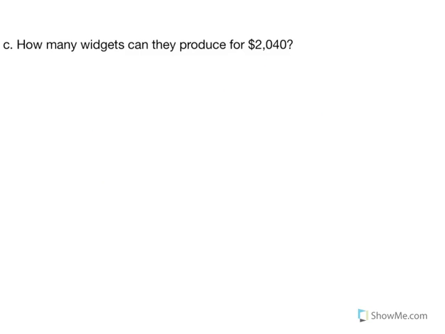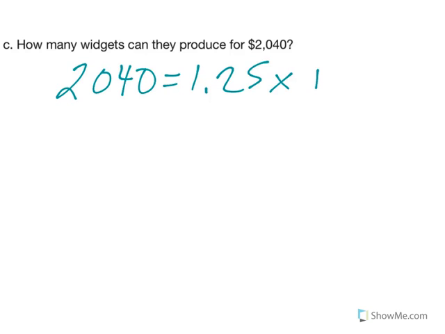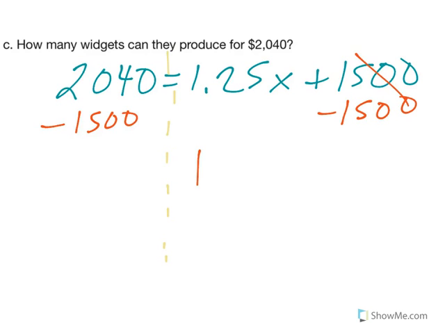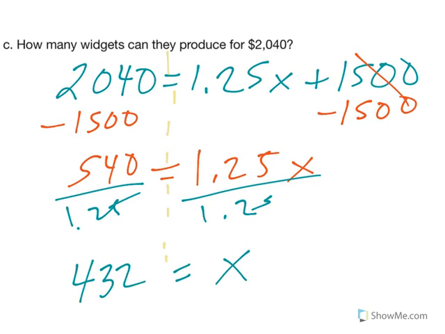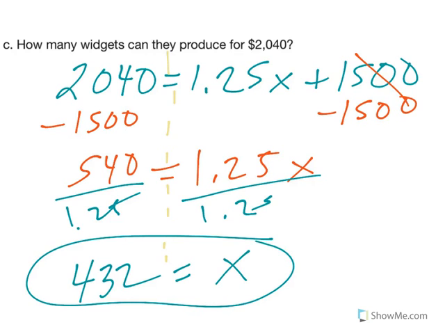Letter C, how many widgets can they produce for $2,040? Well, that's going to be your y value. So again, let's do the math. The equal sign cuts it in half. We have to do the same thing to both sides. So I subtract 1,500, and 1.25x equals 540. Divide both sides by 1.25, and we get 432. So you can produce 432 widgets in that amount of time.